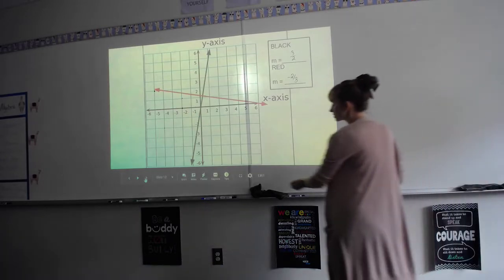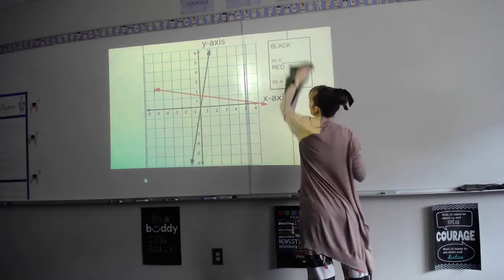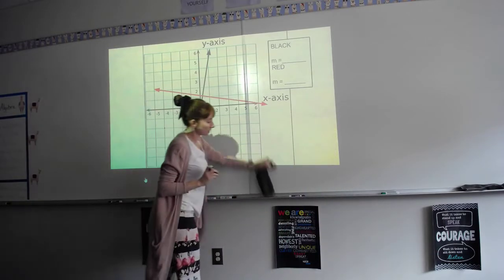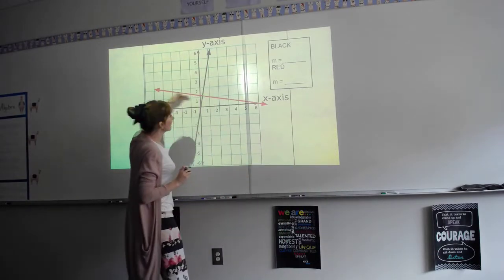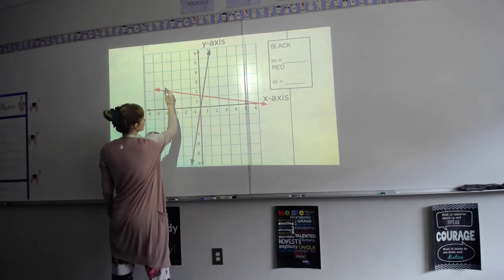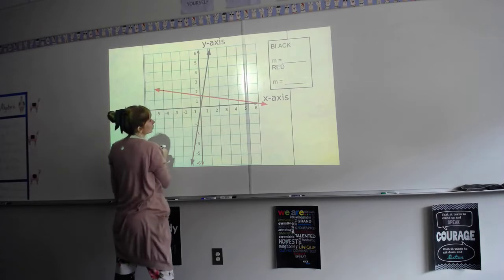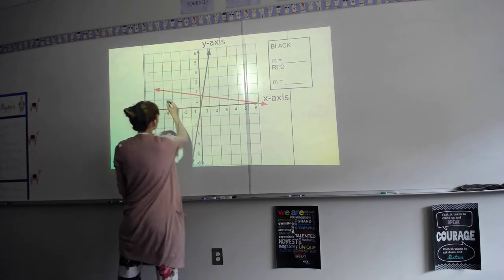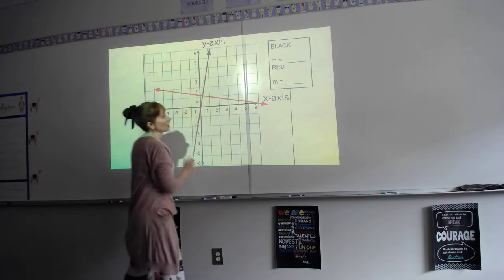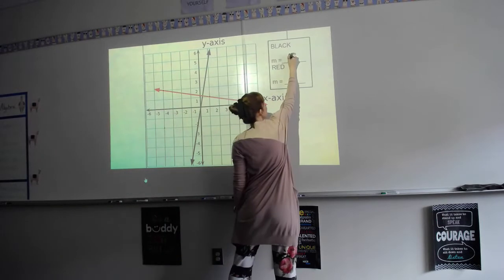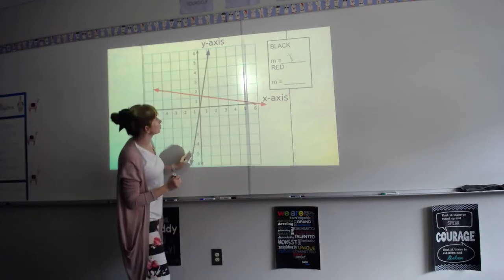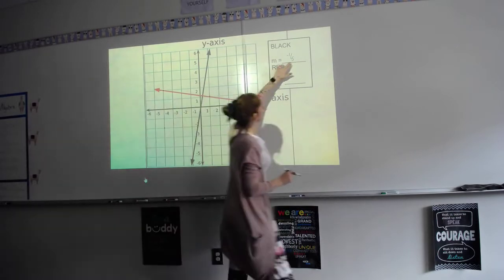Let's look at another set of lines that intersect at a 90-degree angle. My red line here is sloping down, so I know my slope is going to be negative. I'm going to find some points that I know for sure what my coordinates are. I'm going down 1 and over 1, 2, 3, 4, 5. So the slope for my red line is negative 1/5.